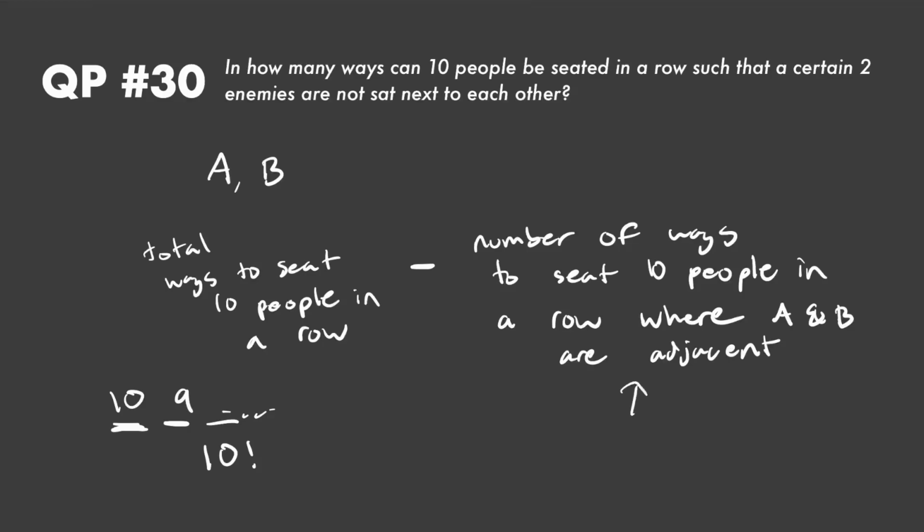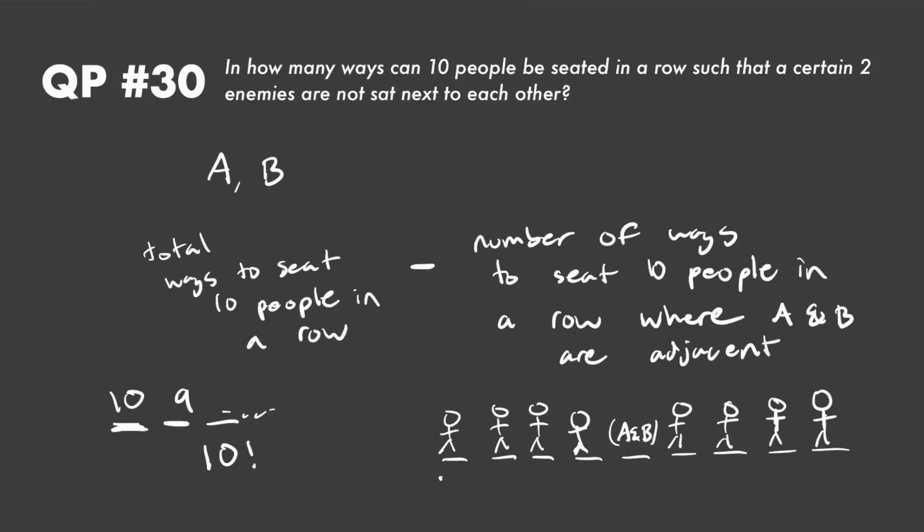And how are we going to solve this part of the equation? Well, let's just fuse A and B into one entity almost, and then permute it with all the other people. So now what we're doing is we're taking our 9 entities, right, 8 normal people plus 1 instance of A and B together, and just permuting these and seeing how many we can get. Well, we have 9 things to permute, so we have 9 factorial ways of permuting them.